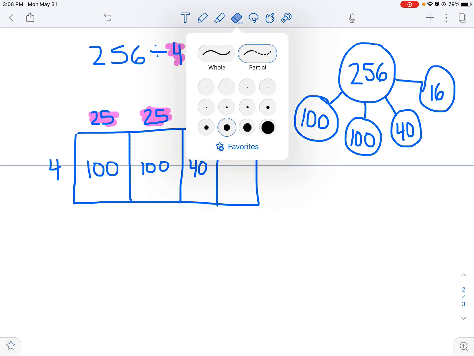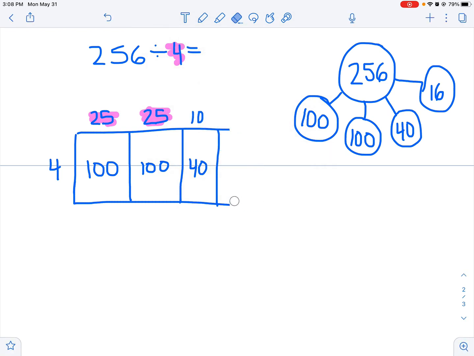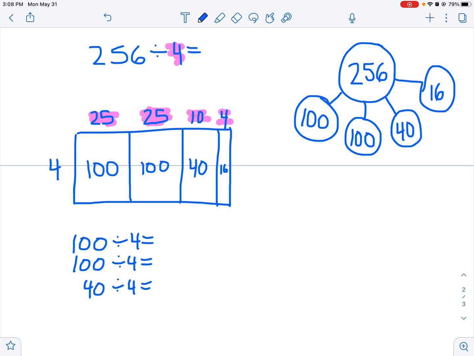So the only thing I'm going to do is fix my area model to be a little bit more accurate because that chunk doesn't need to be quite so big. And this is going to be a 16 chunk, and I know that's going to end up with 4 there. So if you look, what we've done is we've really done partial quotients. We've said, okay, I'm going to take my 256 and I'm going to break it up into 100, 100, 40, and 16. And divide each of those parts by 4, which I've labeled across the top of my area model. Okay? To find your total quotient, you are going to add all those pink numbers up at the top, or all of these answers here.